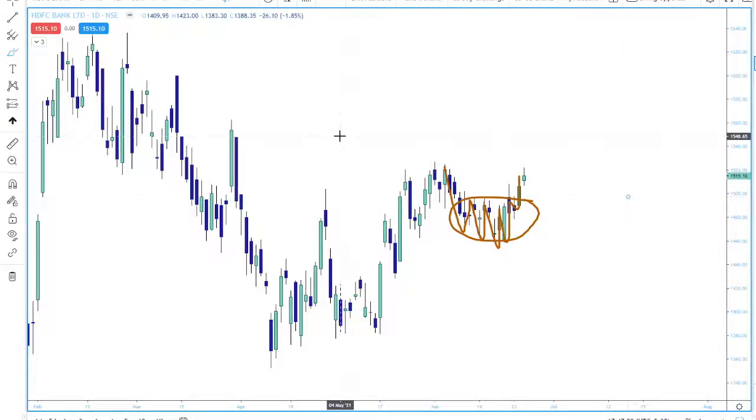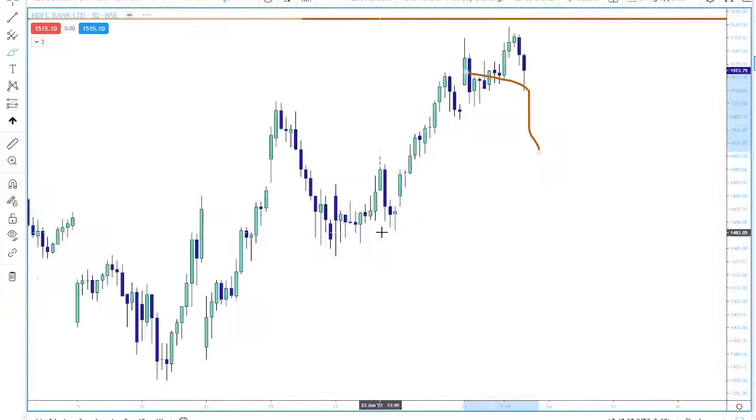I'm going to tell you where I went long as well. I'm sitting on some decent profits at the moment, and I'm still expecting the price to go higher. So this is the resistance zone for HDFC Bank. In case of any dips, look for buying opportunities.